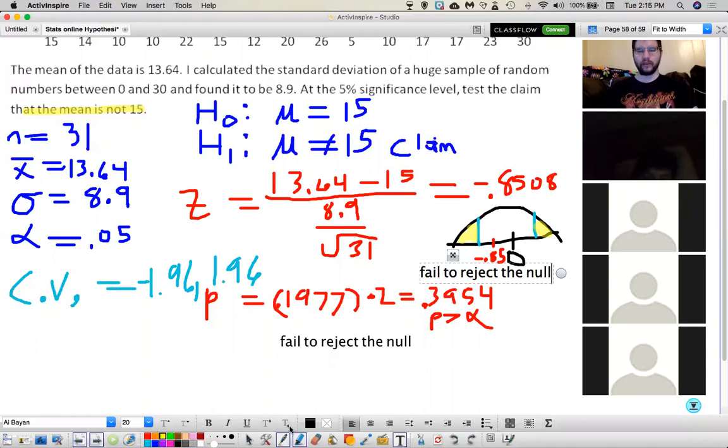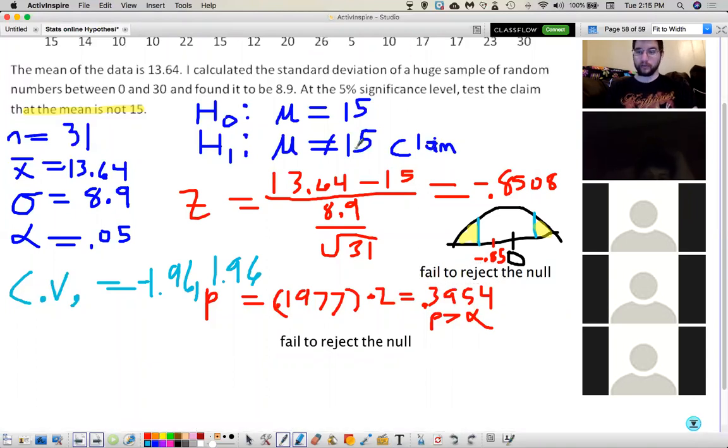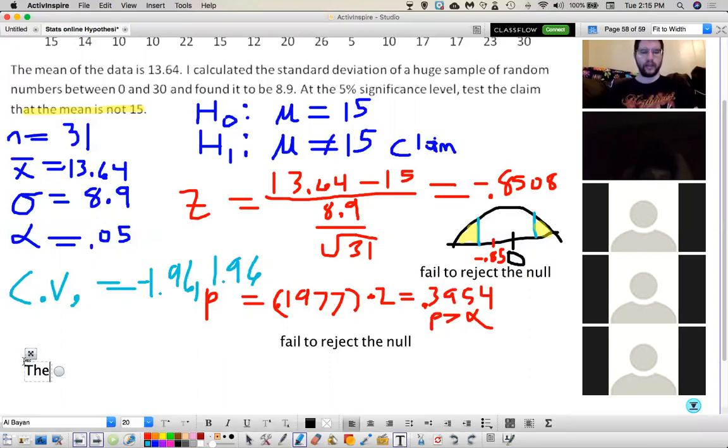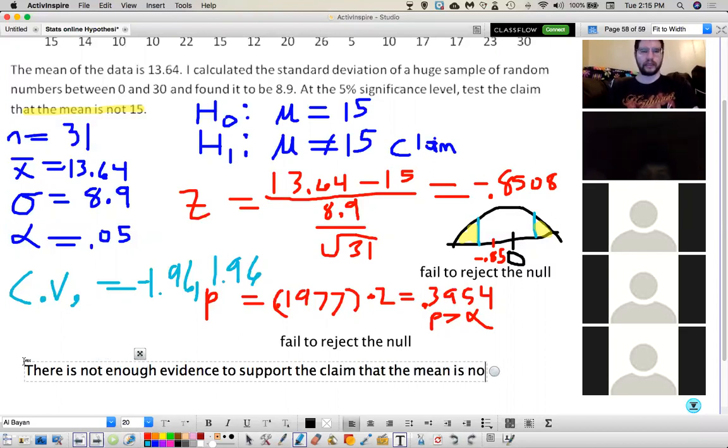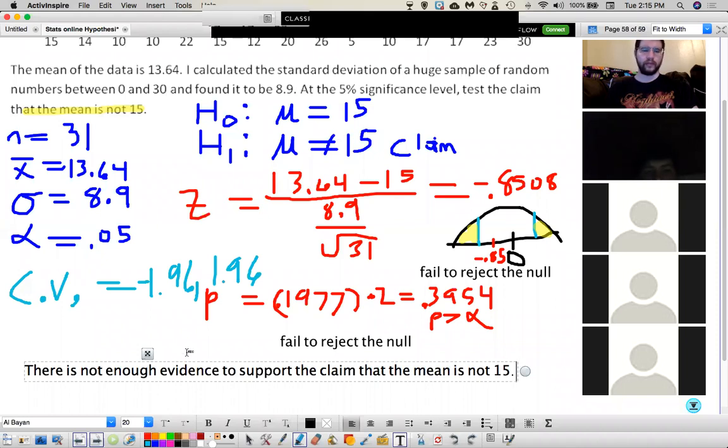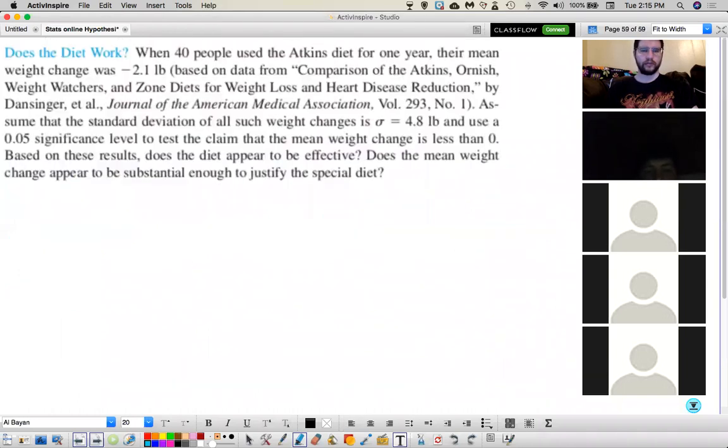So fail to reject the null. The claim is in the alternative. With the claim in the alternative, we're either going to support or there's not enough evidence to support. We're not going to reject it. Can't reject it. There is not enough evidence to support the claim that the mean is not 15. Done. Any questions on that one? Okay. I think it's the last one.